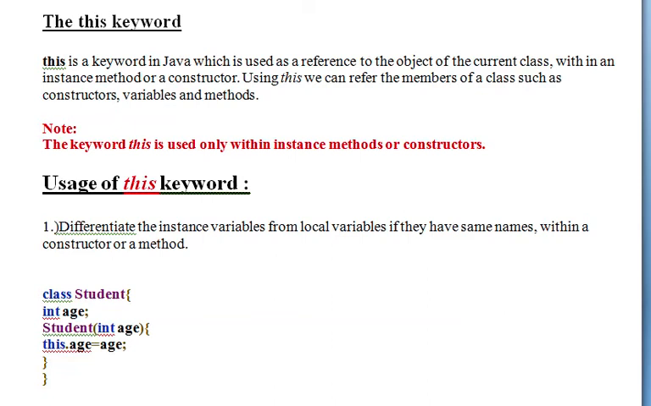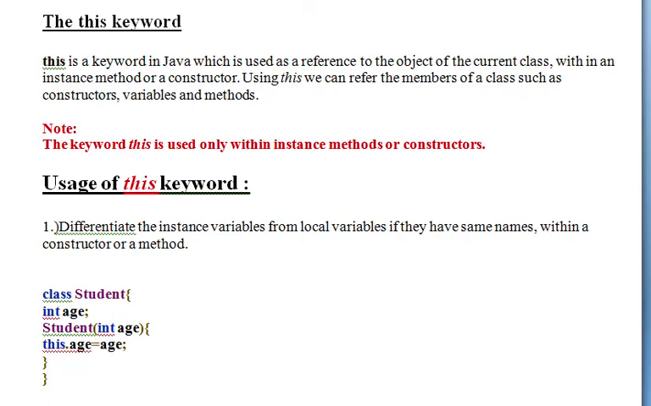Hello students, today we will discuss the this keyword, the next topic of your chapter number 4 of constructors. Now what do you mean by this? It is a keyword in Java which is used as a reference to the object of the current class. Means we can say this is a reference variable to the current object of the class.